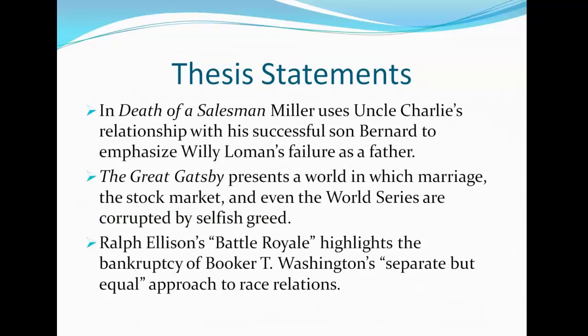In Death of a Salesman, Miller uses Uncle Charlie's relationship with his successful son Bernard to emphasize Willy Loman's failure as a father. And that's true. I recently taught this for American Lit too. And while Uncle Charlie's son Bernard is a successful lawyer going to prosecute a case before the Supreme Court, Biff can't seem to get it together. Biff is Willy Loman's son. He's problematic. He can't keep a job. He's a thief. And then his other son, Happy, is essentially a con man and a philanderer.